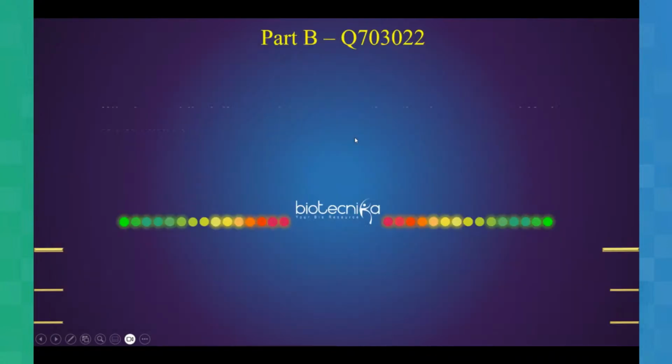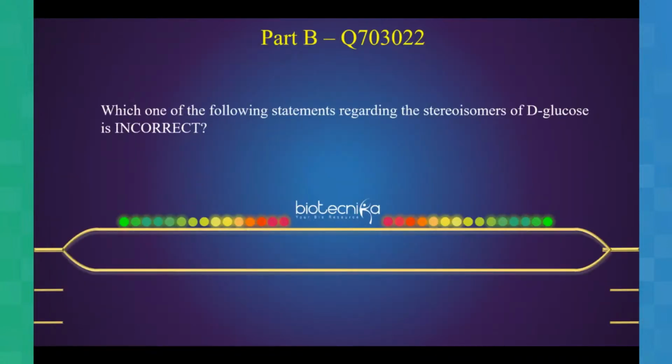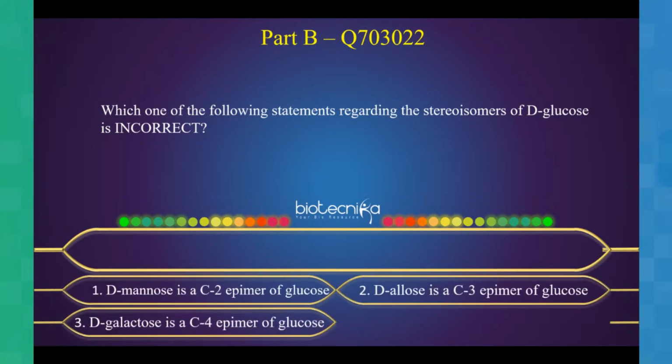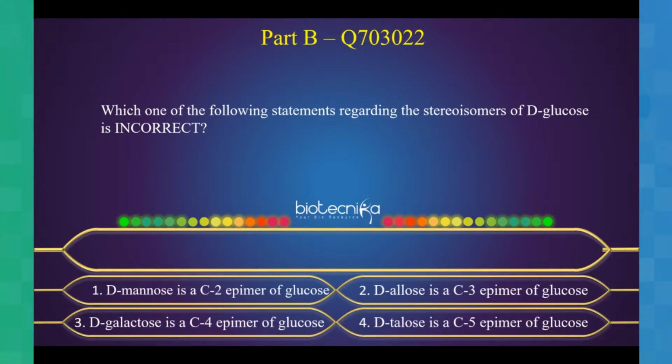Okay, let's go to the second question of part B. This is regarding stereoisomers, right? Carbohydrates: which of the following statements regarding the stereoisomers of D-glucose is incorrect? Well, here we need to know that D-glucose will have four chiral carbons, isn't it?